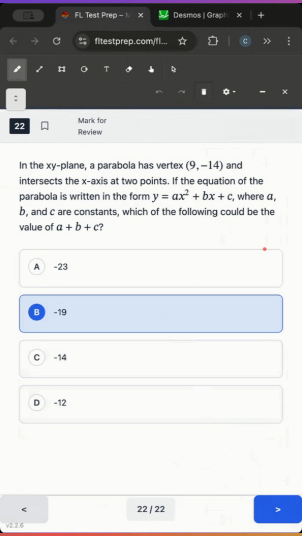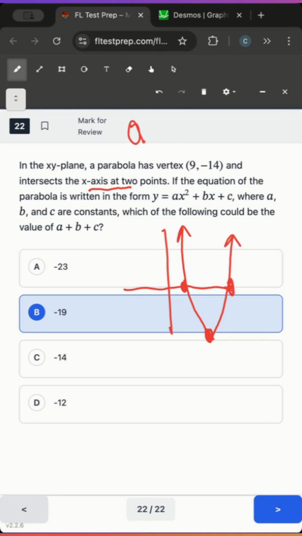All right, so what clues is the SAT telling me here? So I want to just draw this out. I want to visualize it. So it's telling me I have a vertex of 9, -14. So that'd be over here, right? And it intersects the x-axis at 2 points. So let's imagine they're here and here. I know a is greater than 0, because a being greater than 0 tells me that the parabola is facing upwards, which is really good. And so we want to figure out, what the heck is a plus b plus c?